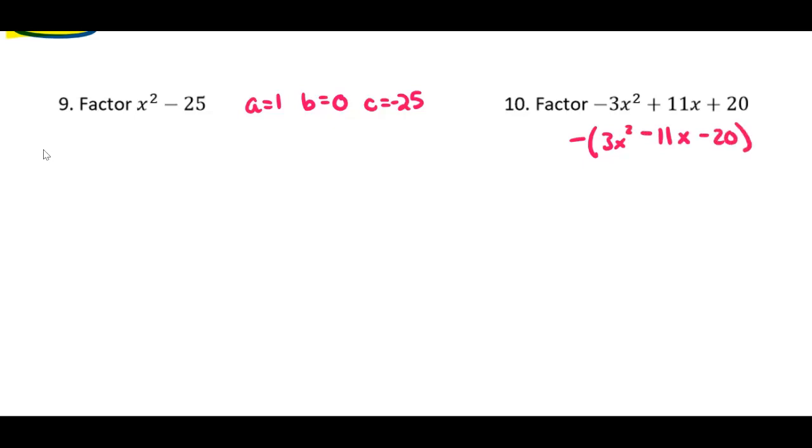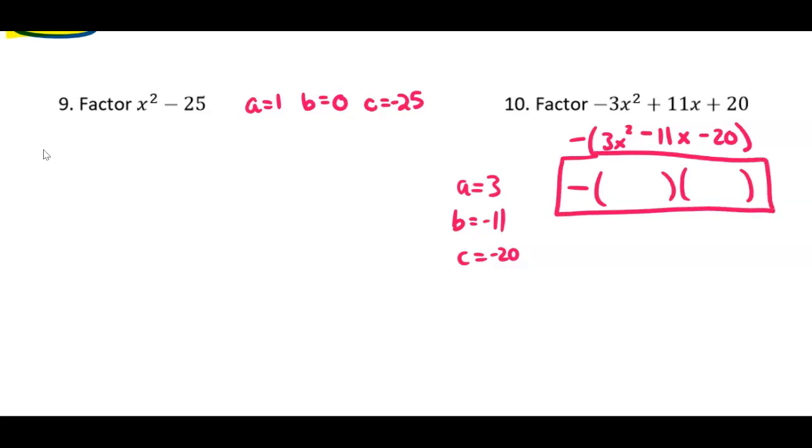So factor the negative out, everything switches signs. Now you're going to use A is 3, B is negative 11, C is negative 20. And your answer will look like this. So I'm going to go ahead and do this. You pause the video and work on it, and we'll come back and see what we have.